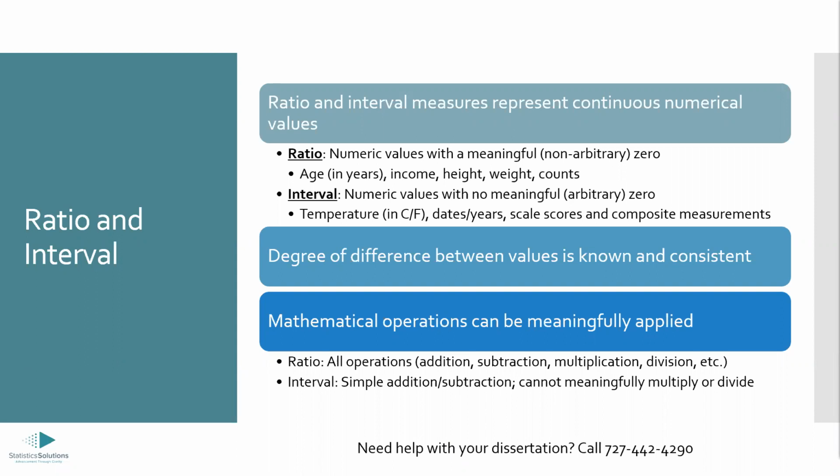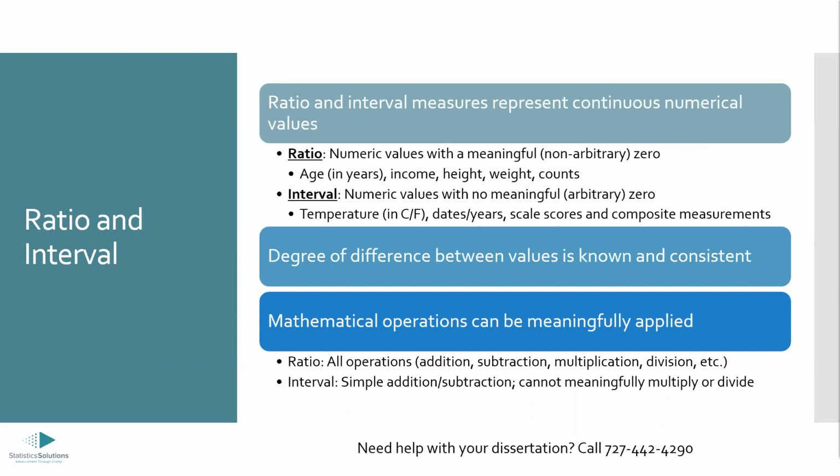There's a very subtle difference between ratio and interval that's important to distinguish. Ratio would be numerical values that have a meaningful or non-arbitrary 0 point. These may include things like someone's age, their income, their height, their weight, or counts of something, for instance, the number of people that live in a city or an area.